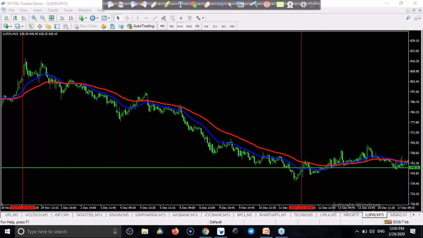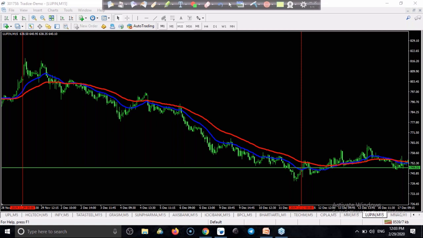So can I join this course for the 30 minute and then same time frame? Definitely. That means in a large time frame, you find out the support and resistance, how they are approaching. Let me make it clear once again. Most of the people I have seen are very confused about the time frame. Let me explain about the time frame.